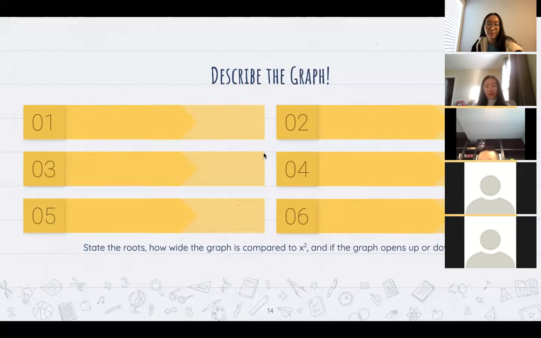So for this, I don't think we're gonna do everything it tells us to do. We're only gonna look at the roots because we already did being wide and opening up and down. So tell me the roots. It's 2 and x. Is x a root? Oh no, 2 and nothing. It has just one root.